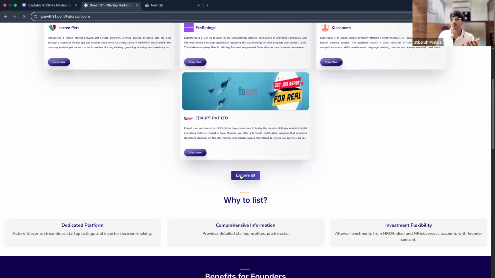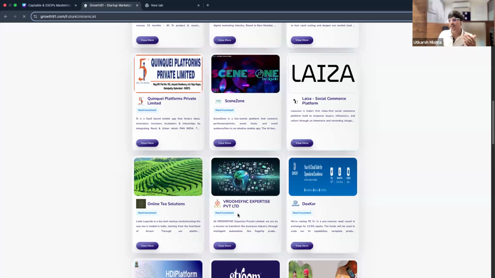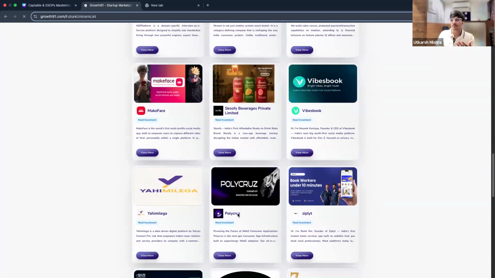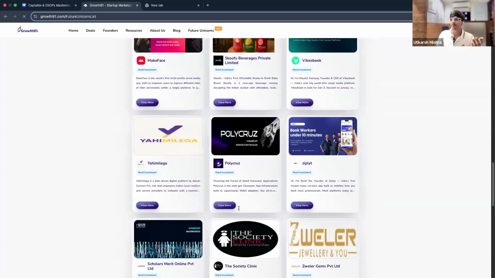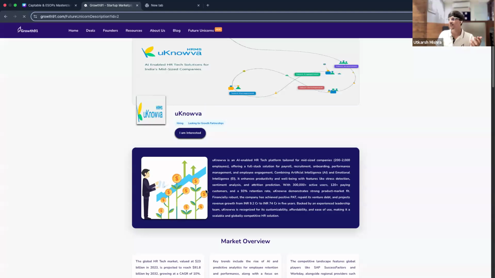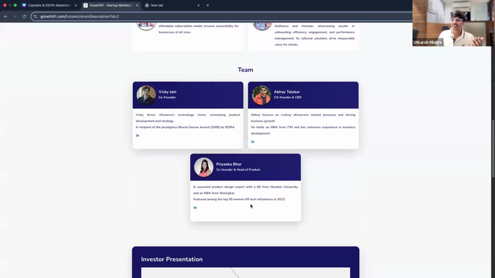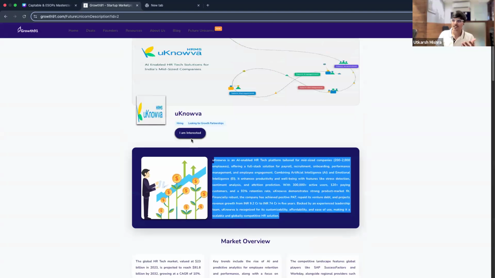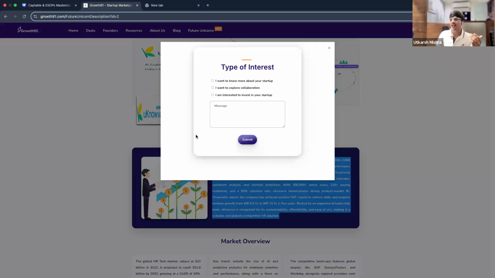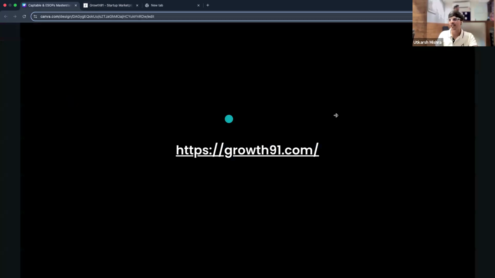Then there is Future Unicorn, which is a platform for all the early stage founders, from idea stage, idea validation, and all the stages, to create a closed community of founders where one startup can interact and collaborate with other partners. Let's take an example of Uknowva. Here is their about us description, their market overview, highlights, which are the traction points, some of the team, investor presentation, videos, contact us. Anyone who is interested to partner with the company can just click on I am interested. They can explore collaboration, know more about the startup, or submit their queries. So these are the things that we enable.